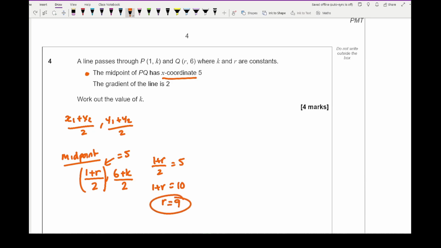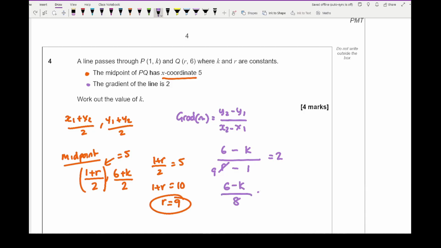So now that I've got the value of r, I now need to work with the gradient. Now to work out the gradient, m is equal to y2 minus y1 over x2 minus x1. So substituting the coordinates in, I've got 6 and r, and I've got 1 and k. And it tells us that that equals 2. Now I know that r equals 9, so I can replace that with 9. So what I end up with is 6 minus k over 8 equals 2.